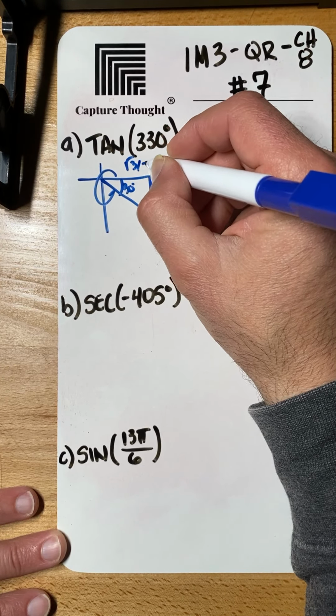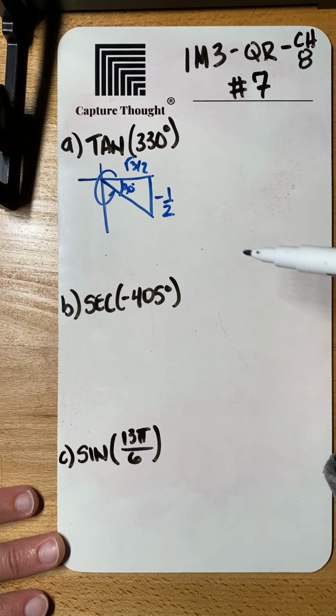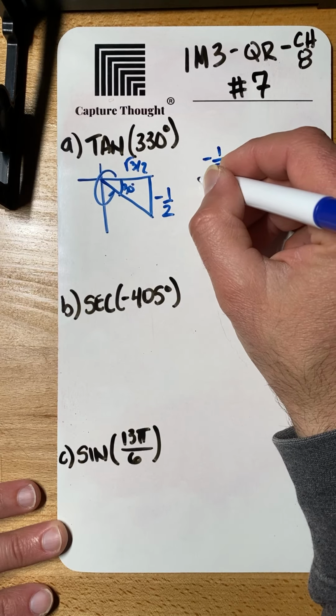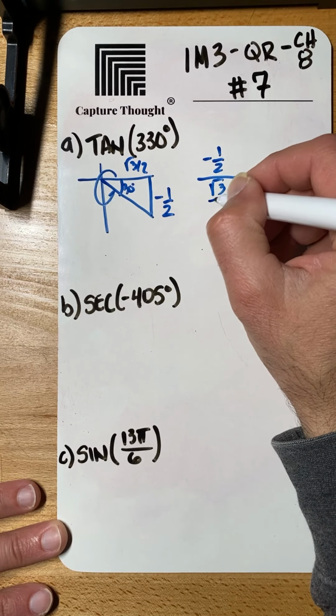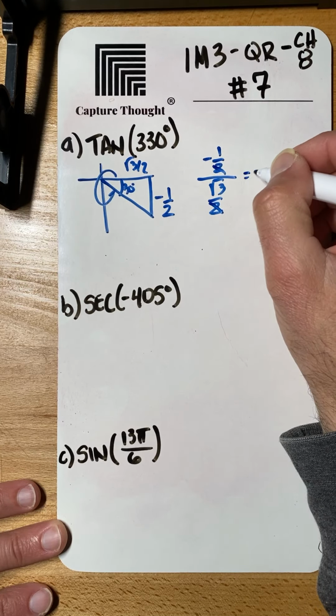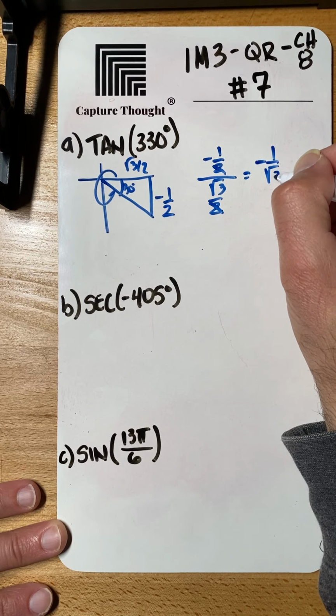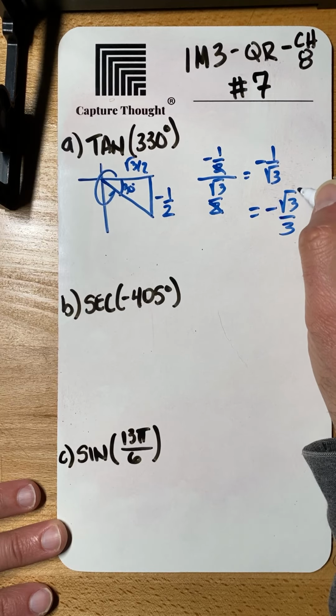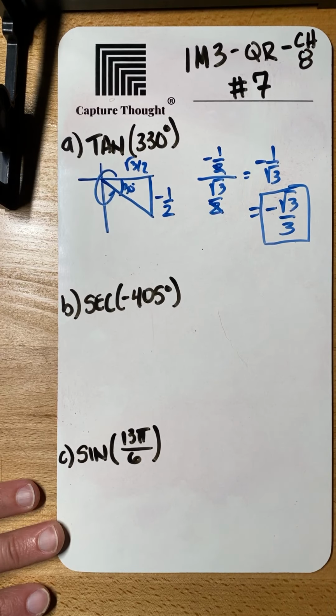So if I take the tangent of that, the tangent of this would be negative 1/2 divided by rad 3/2. Those cancel, so this is negative 1/rad 3. And of course, we rewrite it as negative rad 3/3. So that's how I did A, okay?